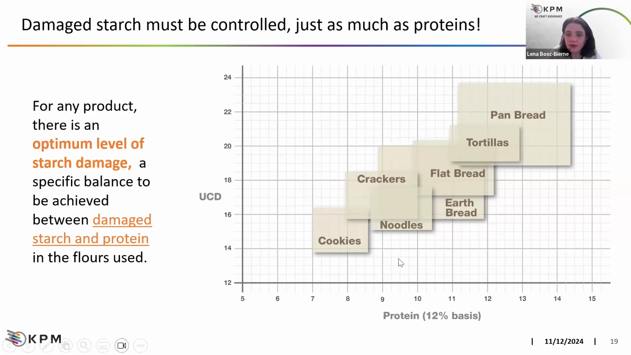So for cookies, for instance, you don't have a lot of proteins, so you cannot handle a lot of damaged starch. For pan bread, on the contrary, you need a lot of proteins to have a developed structure, a developed texture of the product. And if you have more protein, that means that you can handle more damaged starch, which will increase your water absorption capacity and allow you to make more bread from less flour, or more bread from water if you want.